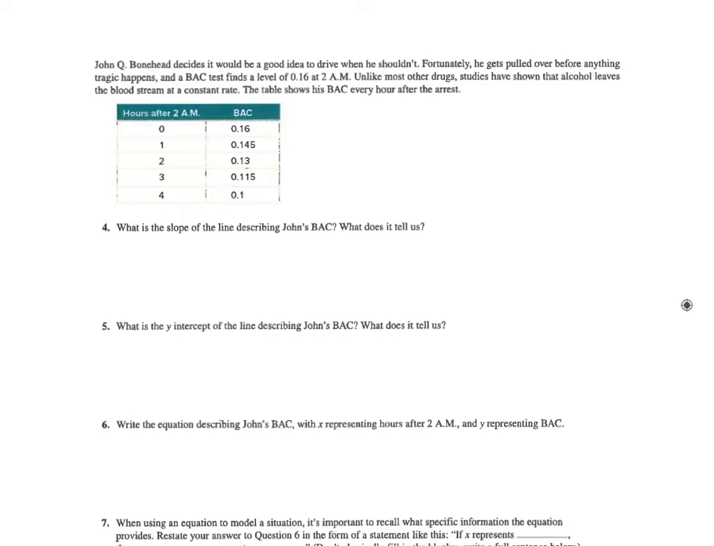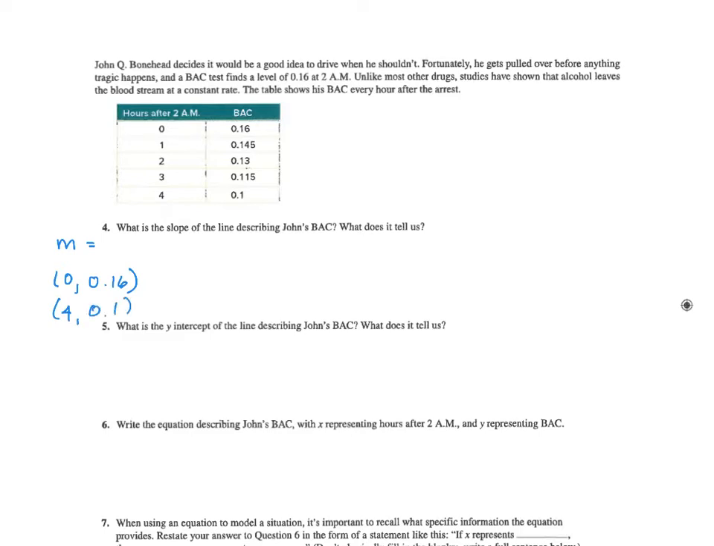Okay, so they're asking on number 4, what is the slope of the line describing John's blood alcohol concentration? So they already told us that it leaves at a constant rate, so we know that finding the slope is a good idea, and that we're going to be having a line here to model this situation. So let's use 0, 1600s, and we'll go ahead and use 4, 1/10.